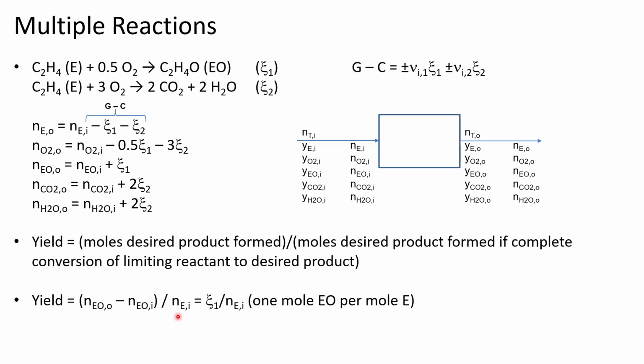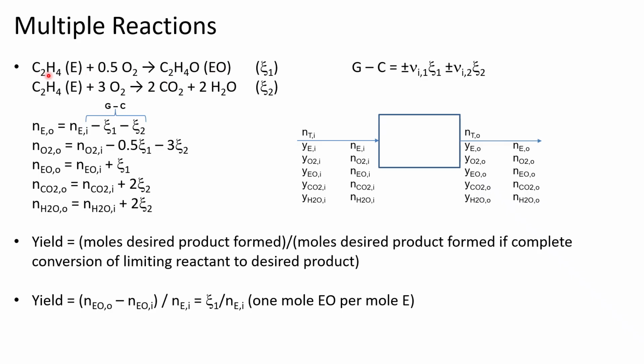Then we'll divide that by the amount of the ethylene oxide that would be produced if we had complete conversion of the limiting reactant. Now here we're going to assume that the limiting reactant is the ethylene. So if we have NEI moles of ethylene coming in, the number of moles of ethylene oxide that would come out with complete conversion would be equal to the number of moles of ethylene that come in. Because according to the stoichiometry of the reaction, for every mole of ethylene coming in, this first reaction will produce 1 mole of ethylene oxide out.